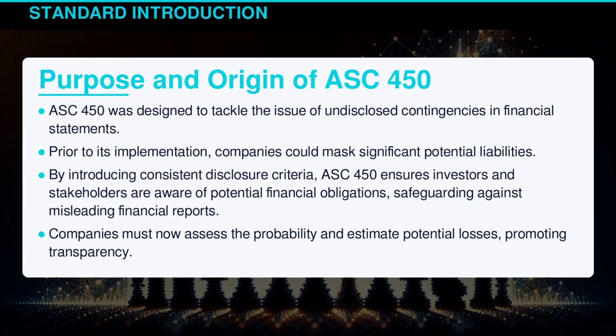ASC 450 was designed to tackle the issue of undisclosed contingencies in financial statements. Prior to its implementation, companies could mask significant potential liabilities. By introducing consistent disclosure criteria, ASC 450 ensures investors and stakeholders are aware of potential financial obligations, safeguarding against misleading financial reports. Companies must now assess the probability and estimate potential losses, promoting transparency.